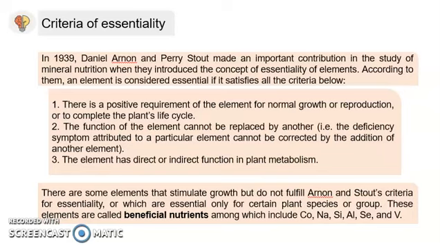Second, the function of the element cannot be replaced by another, meaning the function of such one element will not be substituted by the other element.